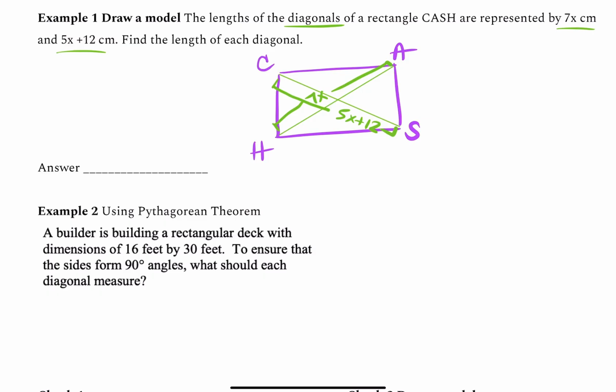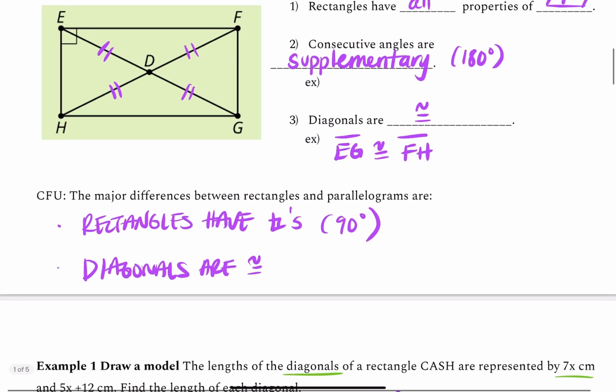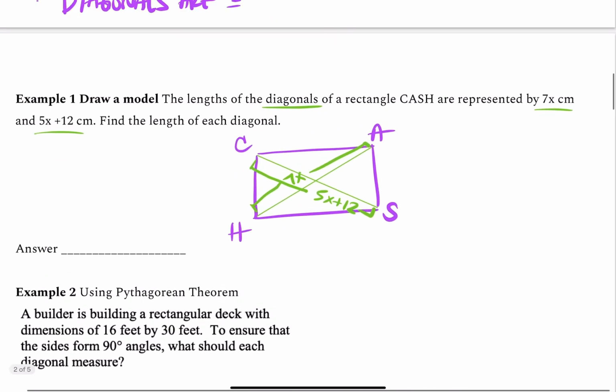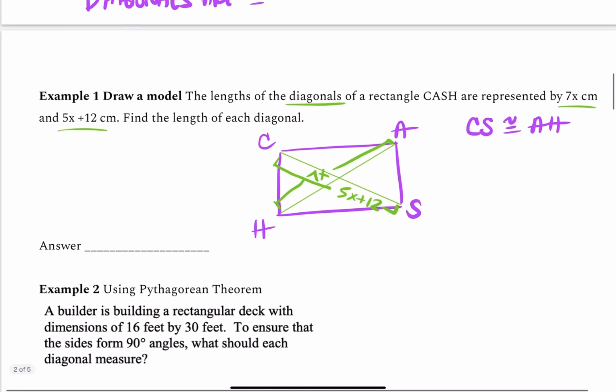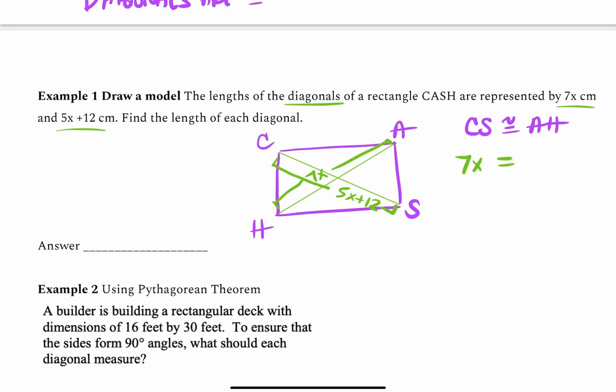So what do we know about the diagonals? Property 3, diagonals are congruent. So I'm going to use letters. The diagonal CS is congruent to AH. And then I'm just going to substitute the algebraic expressions. 7x is equal to CS, and 5x plus 12 is equal to, swaparoo. Doesn't matter because they're congruent. But to be precise, CS is 5x plus 12 and AH is 7x.